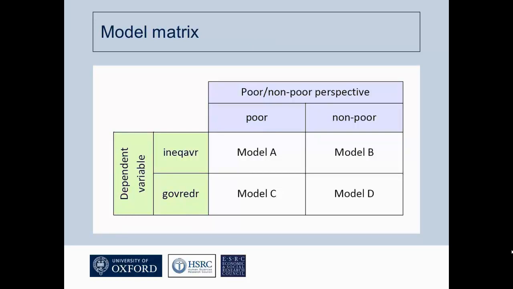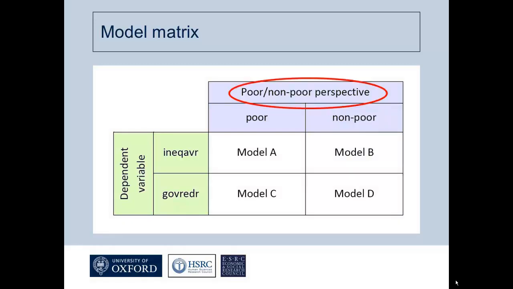So for the purpose of this project, we developed four separate complementary statistical models. As I've just mentioned, we have two separate dependent variables, those being aversion to income inequality and views on government responsibility for redistribution. And we have models for two subsets of the population. We have the poor subset of the population and the non-poor subset of the population.